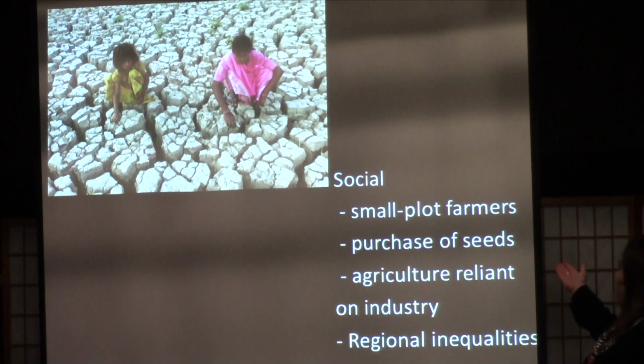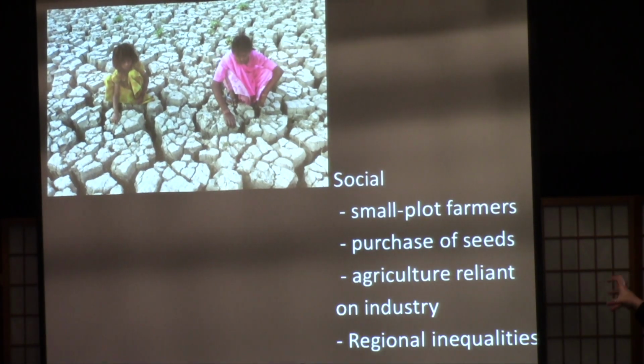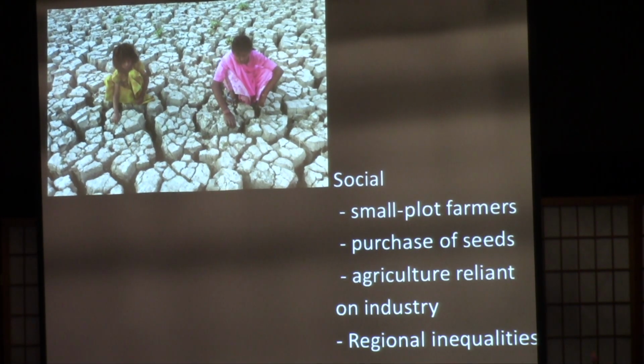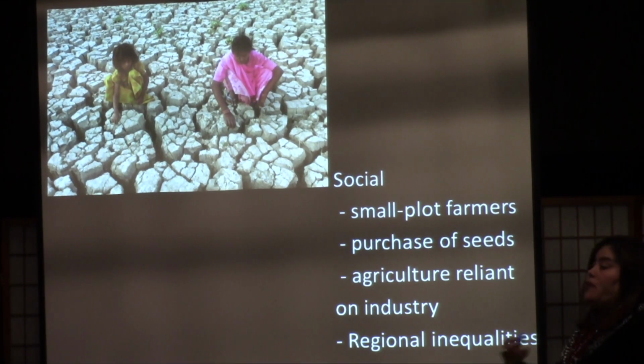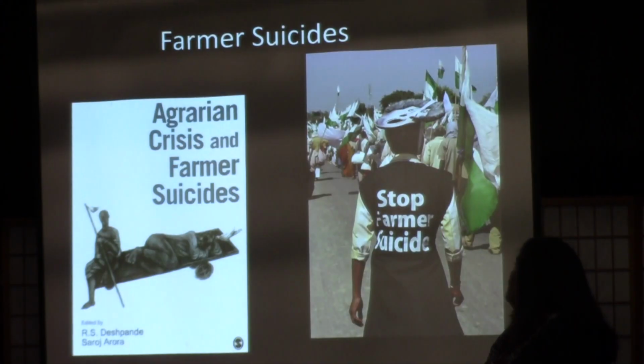The social is small plot farmers. The purchase of seeds, this constant need, so you needed capital. And most of these farmers, how were they going to get capital? How were they going to borrow money? So it becomes agriculture that is reliant on industry, and it begins to create regional inequalities.